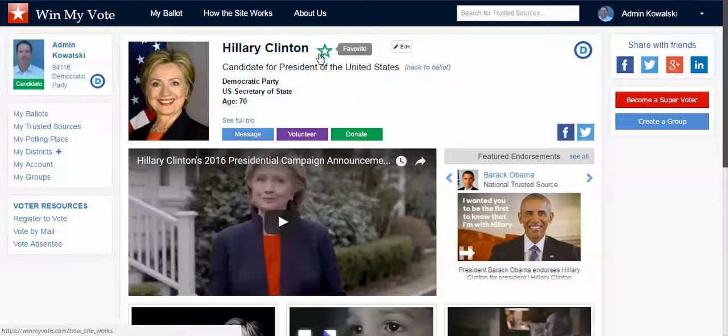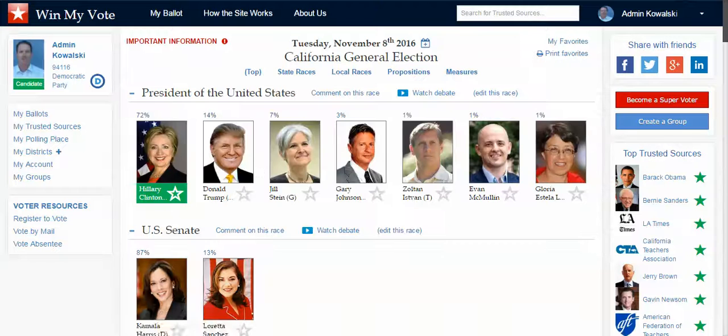And I can then favorite that candidate. And when I favorite that candidate and I go back to my ballot, you can see here that the candidate's nameplates turn green. They move to the first position, which again makes it very easy for me to access on my cell phone or tablet. And then I can also see how the candidate is doing. It looks like 72% of the favorites on this ballot are going for this candidate. And then the other candidates are ranked accordingly by the number of favorites.